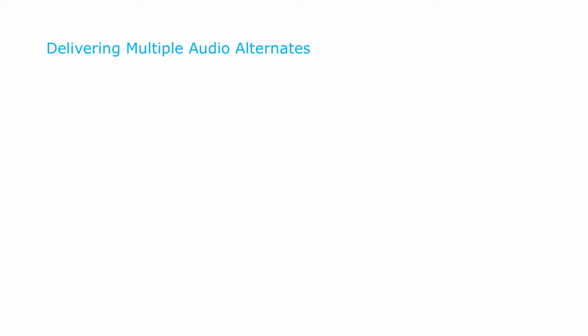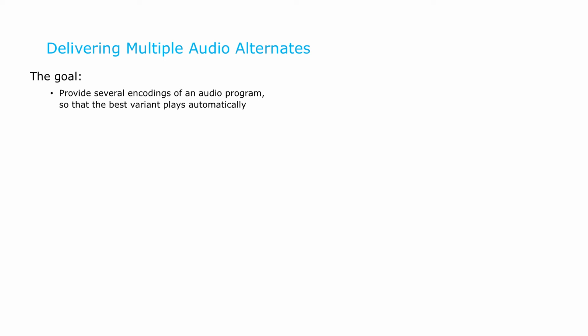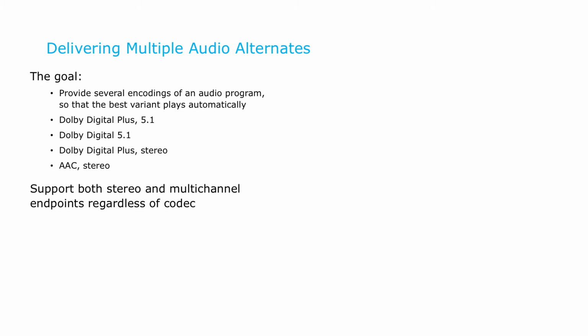Now let's take a look at the tags necessary to deliver multiple audio alternates. The high-level goal is to provide several encodings of an audio program in a way that lets the client choose the highest quality alternative that it can play. In the playlists that follow, we'll offer Dolby Digital Plus 5.1, Dolby Digital 5.1, Dolby Digital Plus in stereo, and stereo AAC. The playlists will support both stereo and multi-channel endpoints regardless of codec, and support alternate languages.